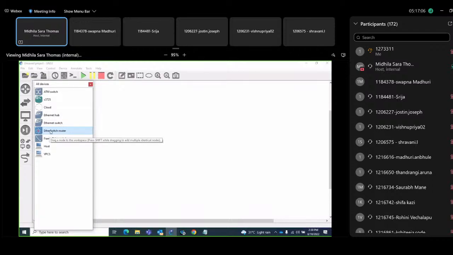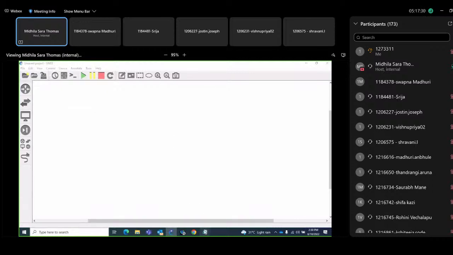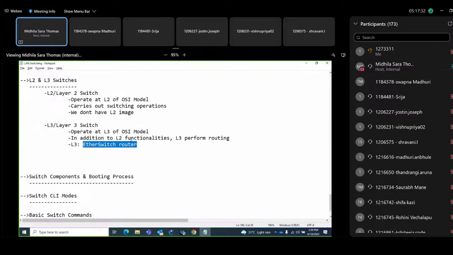See guys, this one, the Ethernet switch, the normal Layer 2 switch, performs only switching functionality. But Ether switch router performs both switching as well as routing functionality. This is Layer 2 with switching functionality only. This is Layer 3 with both switching and routing. Is it clear, Adinath? Okay, that is what is written: in addition to L2 functionalities, L3 performs routing.